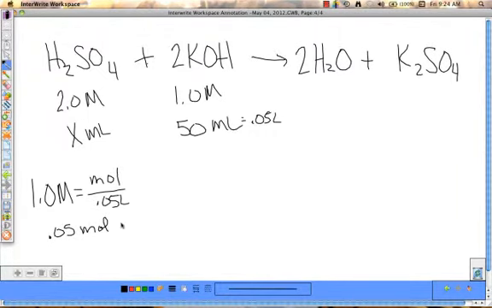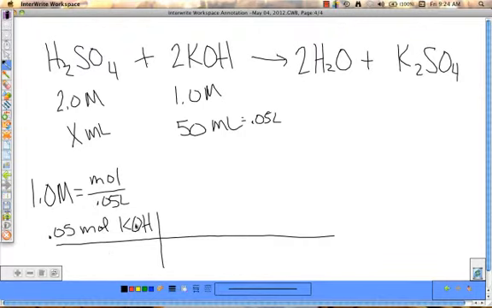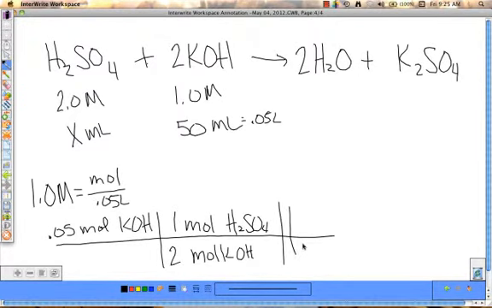Let's figure out how many moles of acid was reacted then. We need moles of KOH on the bottom and moles of acid on top. Right, you'd have a 2 here and a 1 here. Why do we use a 1 and 2? The coefficients from the balanced equation, right? So this is 0.025 moles of H2SO4.